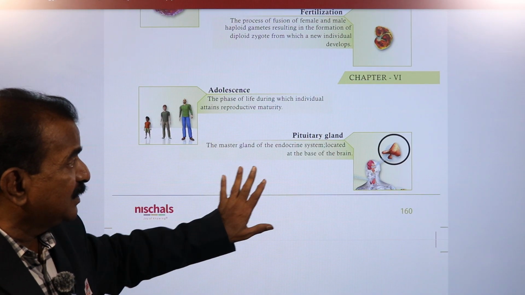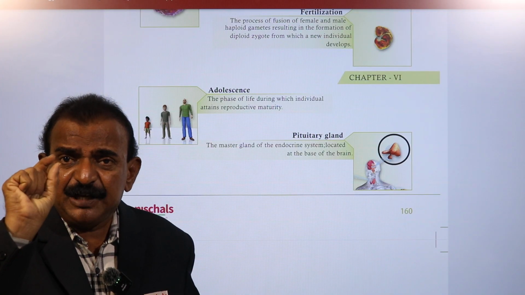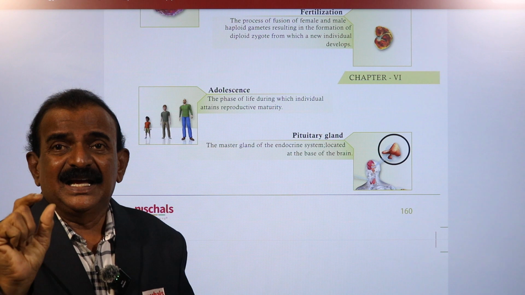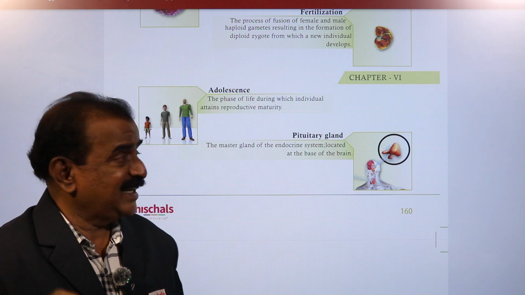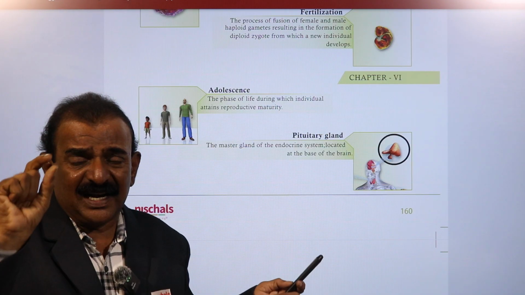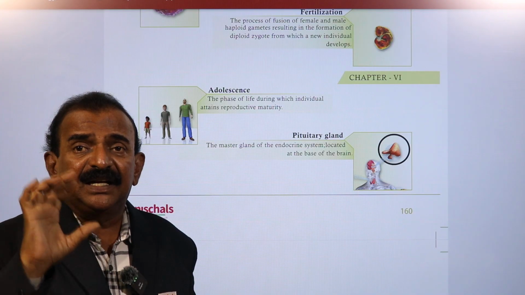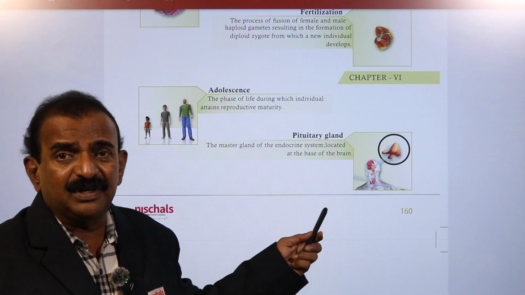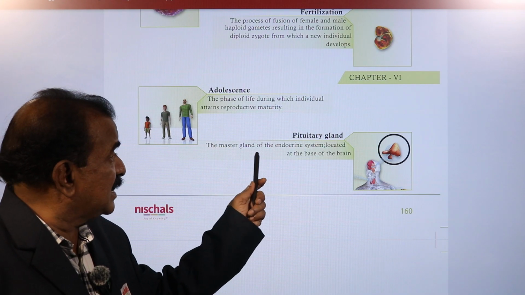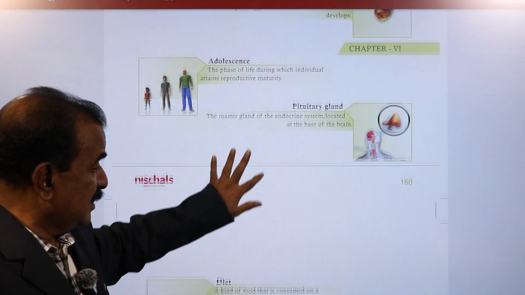Now you are observing the pituitary gland, a tiny gland the size of a small pea seed, attached to the underside of the brain, at the bottom of the brain. It is also called the master endocrine gland, and it controls the functions of all other endocrine glands. That is the reason the pituitary gland is called the master endocrine gland, located at the base of the brain.